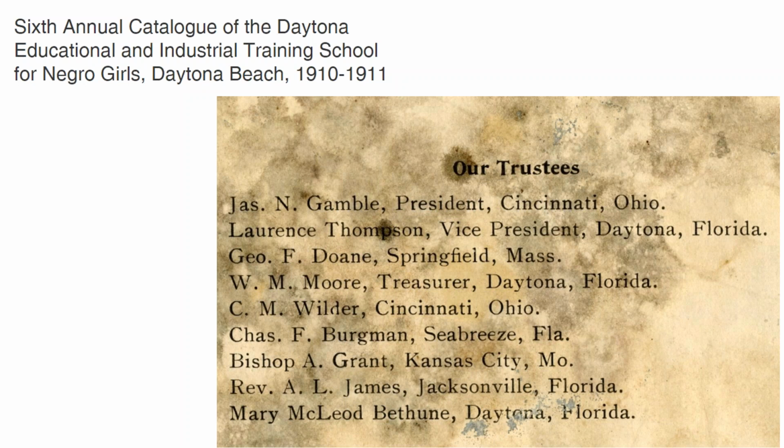Here we're looking at the catalog of the Daytona Educational and Industrial Training School 1910, and to talk about her connection to community figures, here is James Gamble Proctor of Procter & Gamble. I'm sorry, James Gamble of Procter & Gamble. He was the son of the founder of Procter & Gamble, and he was the first chairman of the board of trustees of the school, and he was also the chemist who invented Ivory soap.